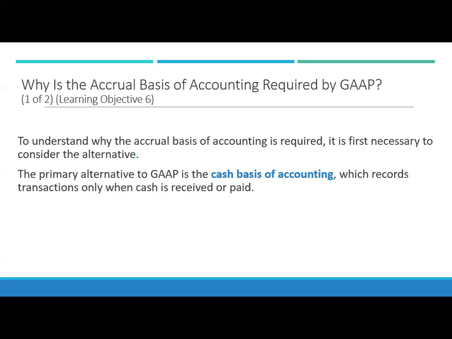So to understand why the accrual basis of accounting, we're going to talk a little bit now about accrual basis compared to cash basis and why accrual basis is required under GAAP, generally accepted accounting principles. In order to take a look at that, we're going to compare them and consider the problems that could occur if we're using cash basis.